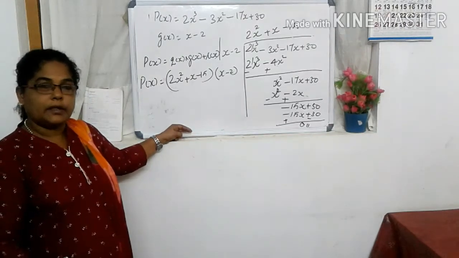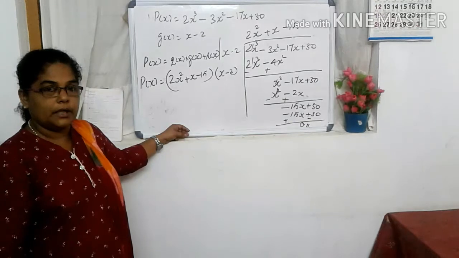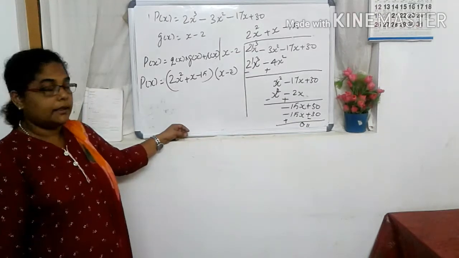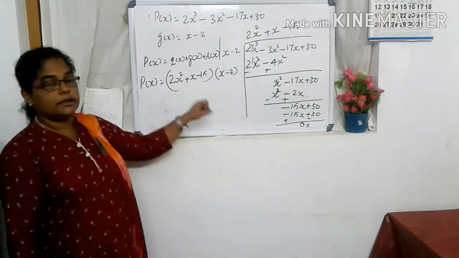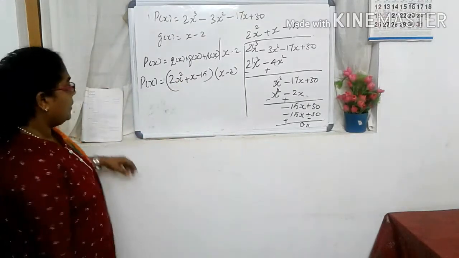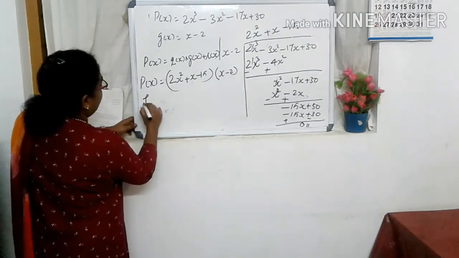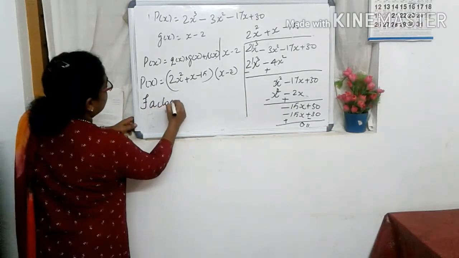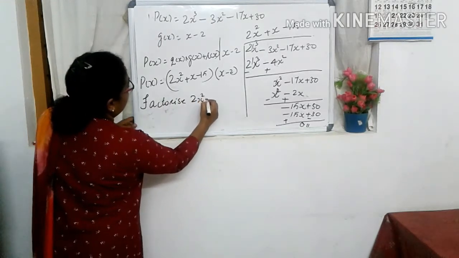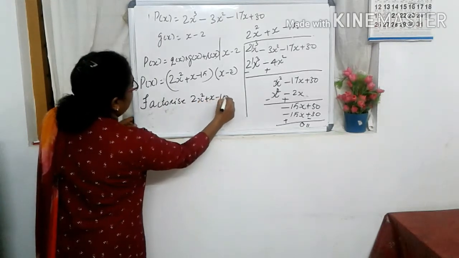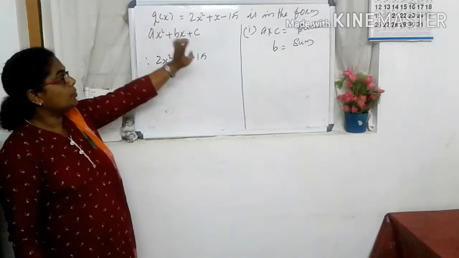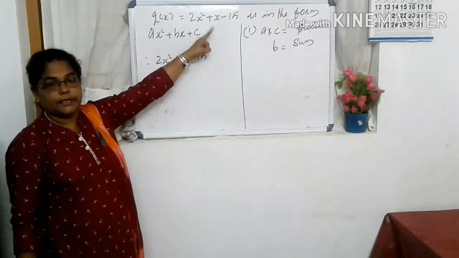How can we factorize a quadratic polynomial? Yes, by the method of splitting the middle term. Now, we have to factorize it by the method of splitting the middle term. So, we are going to factorize 2x square plus x minus 15. Q of x is equal to 2x square plus x minus 15.